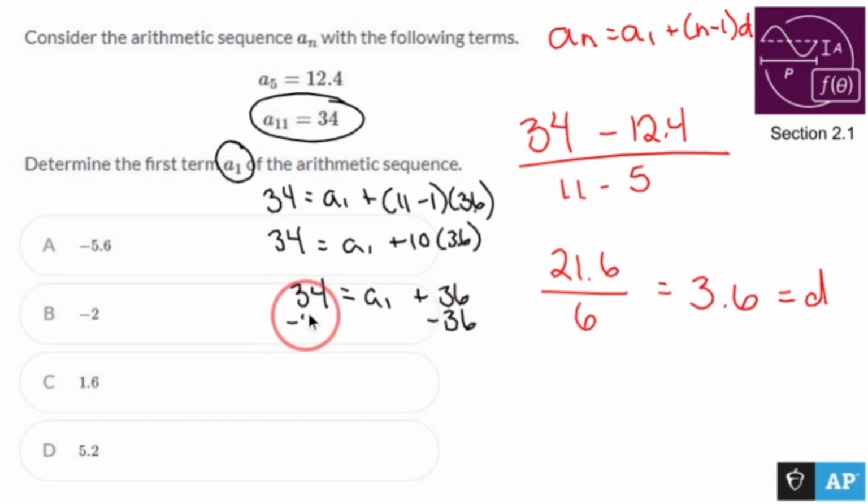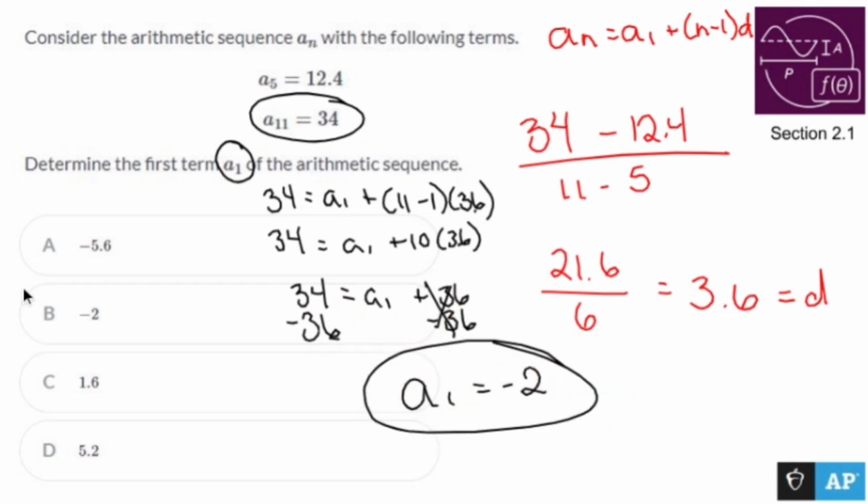Subtract 36 from both sides. And your first term is -2. So as long as you don't make stupid errors, you'll be all right.